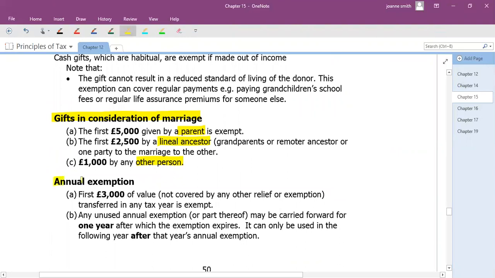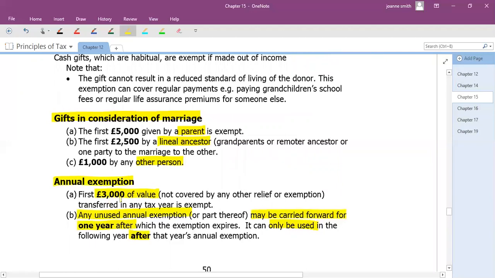Like all the other taxes, you do get an annual exemption. So the first £3,000 in value of the year is exempt. And strangely, unlike any of the other exemptions we've got, any unused annual exemption can be carried forward for 1 year only, after which it will expire. And it can only be used after that year's annual exemption.